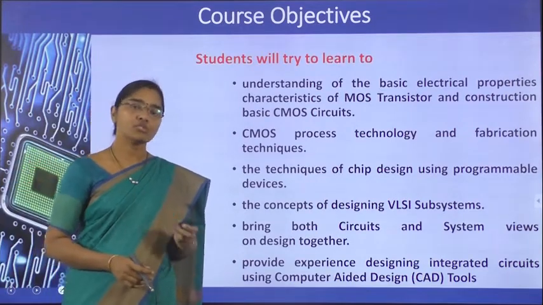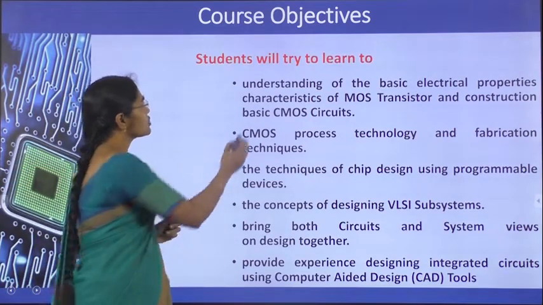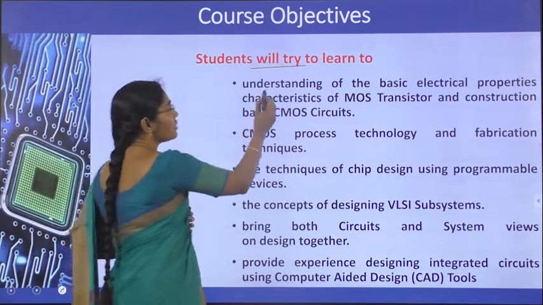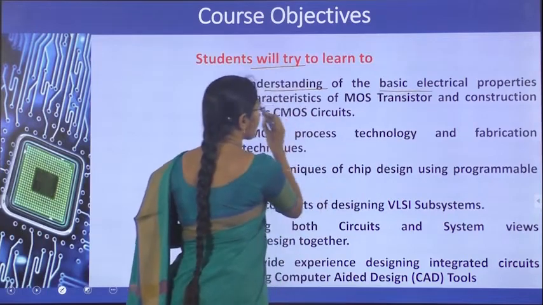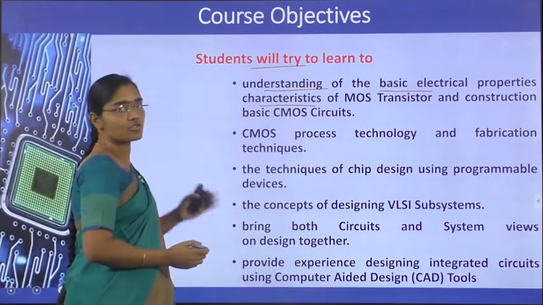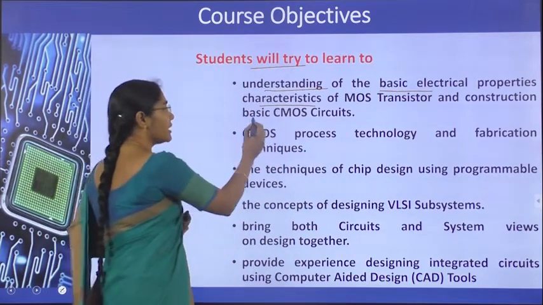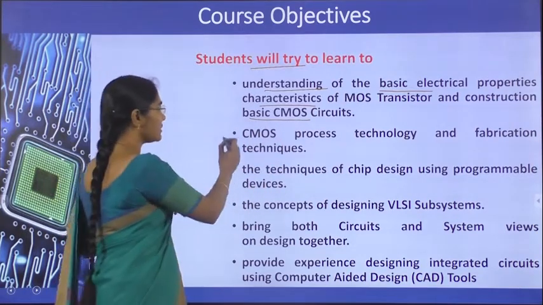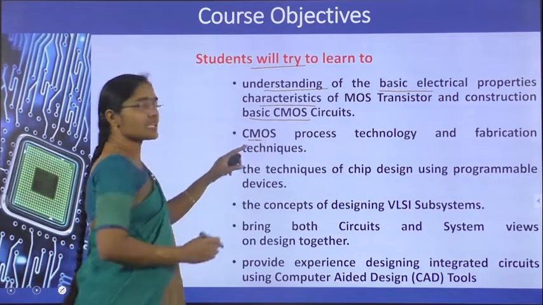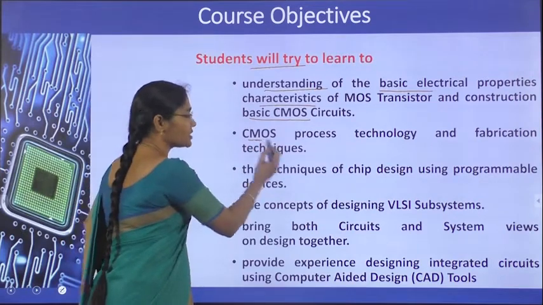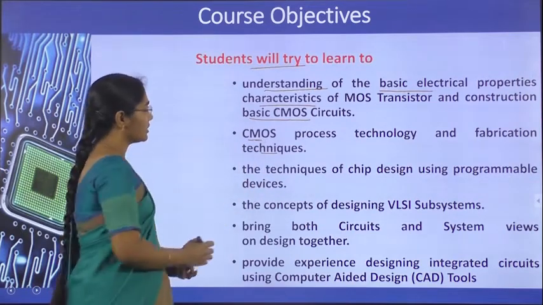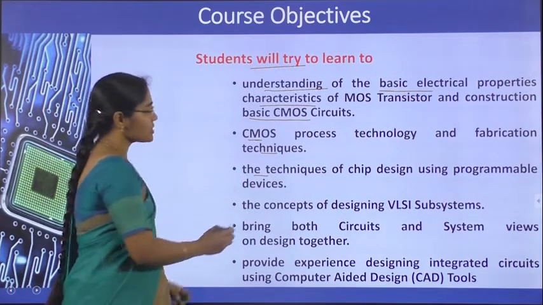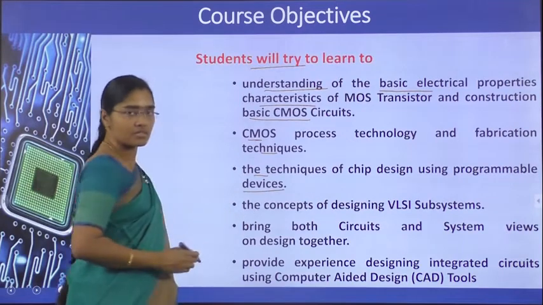The objectives of this course are: students will try to learn the understanding of basic electrical properties and characteristics of MOS transistor and the construction of basic CMOS circuits. Then CMOS process technology and fabrication techniques. Then the techniques of chip design using programmable logic devices.